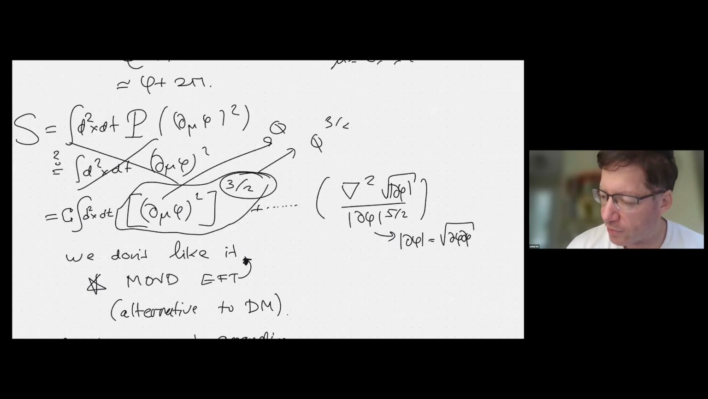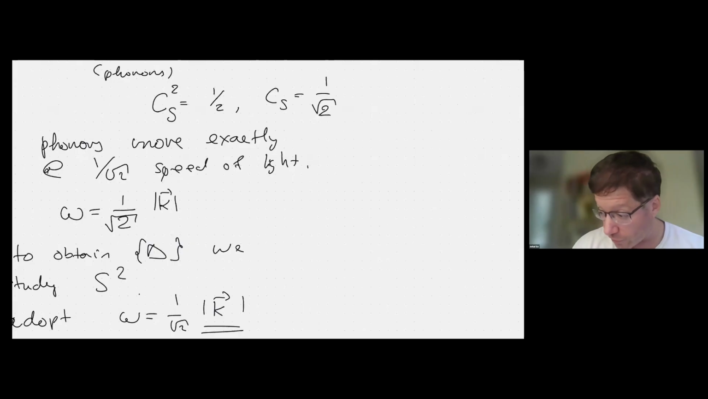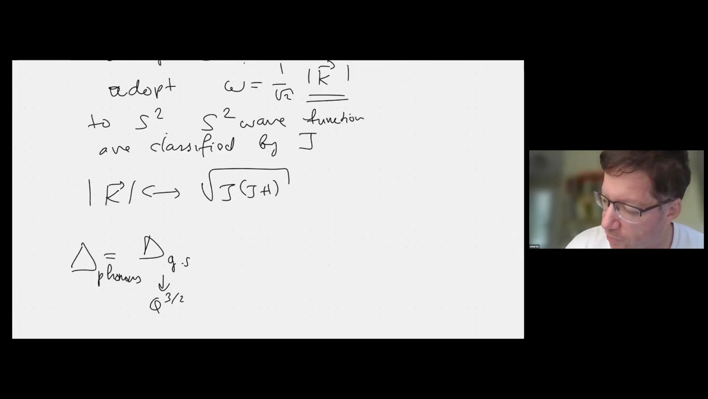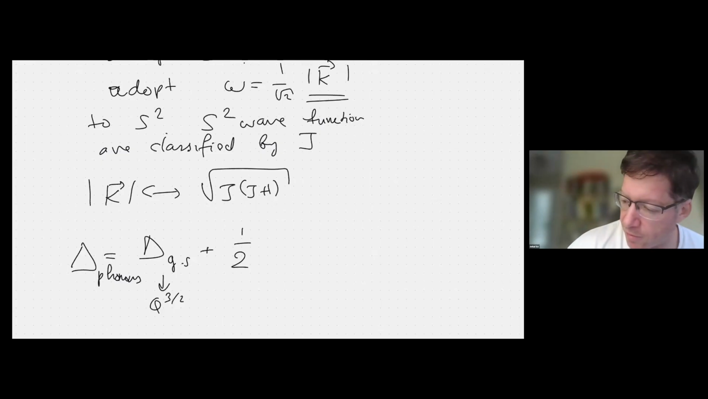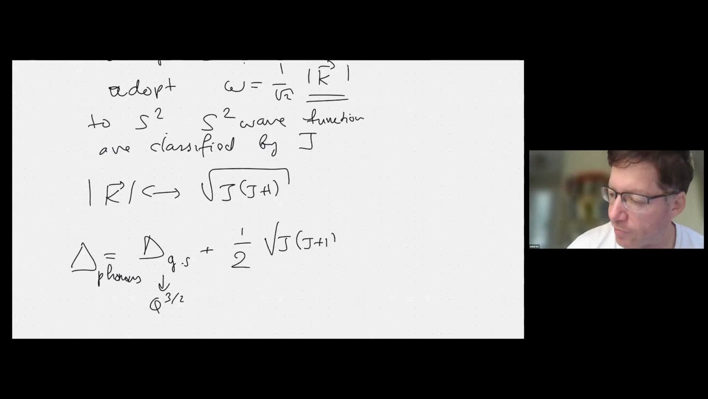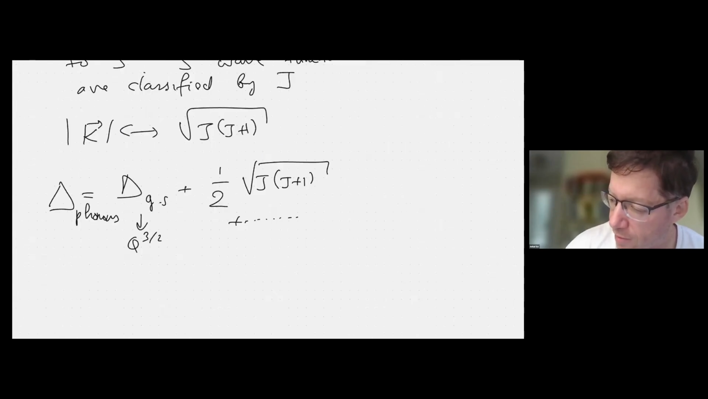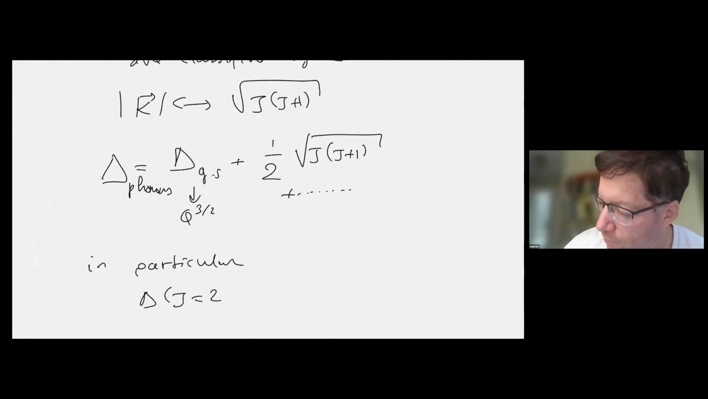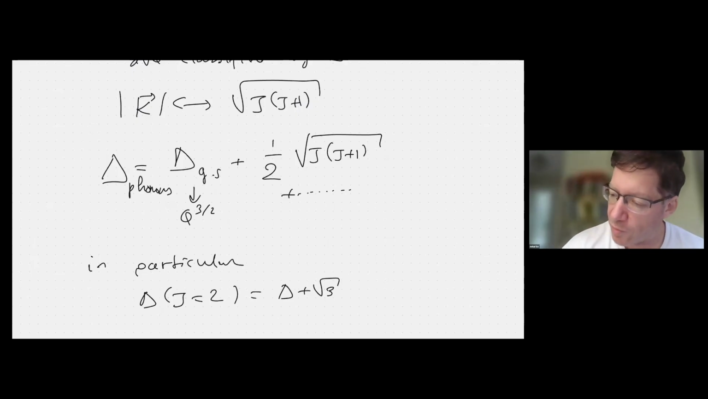So we just do this translation, and we get that the scaling dimension of phonon excitations is the scaling dimension of the ground state, which is q to the 3/2, plus the speed of sound. I have to put a square root here. And there are corrections from the nonlinear terms. In particular, we see that delta of j equals 2 is delta plus square root of 3, and delta of j equals 1 is delta plus 1. And they were both observed.